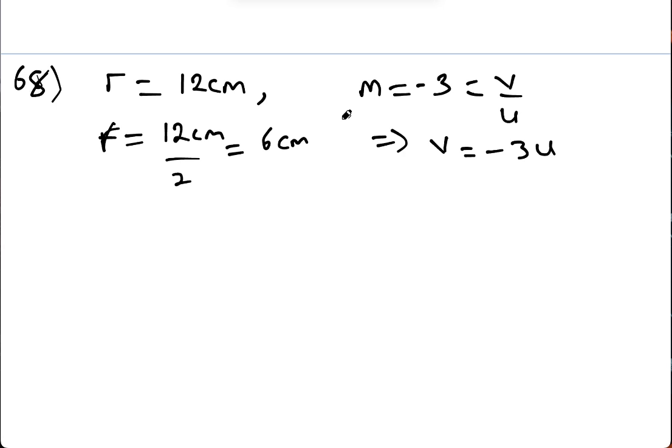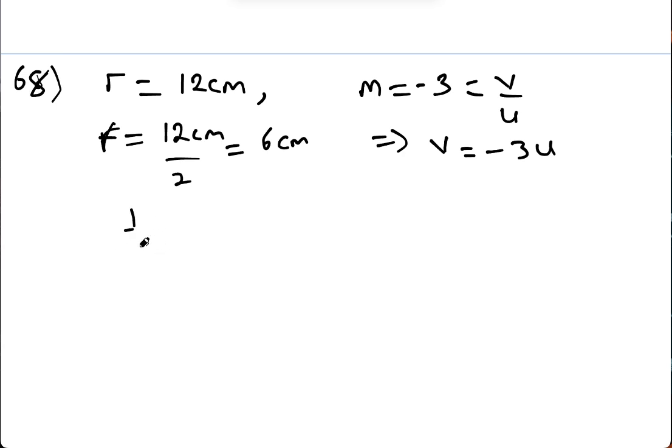So from there, what we're looking for is the distance between the object and the image. Meaning that we would need to find the object distance and the image distance. Once we find these two, then we can find the distance between the two of them. So let's go using our mirror formula.